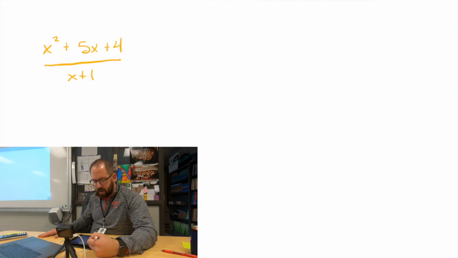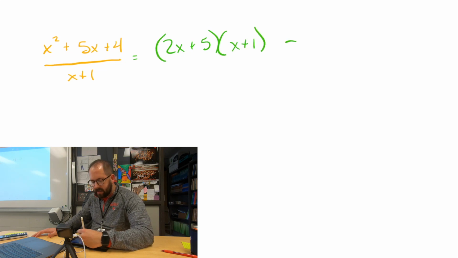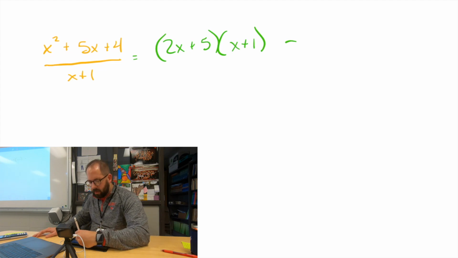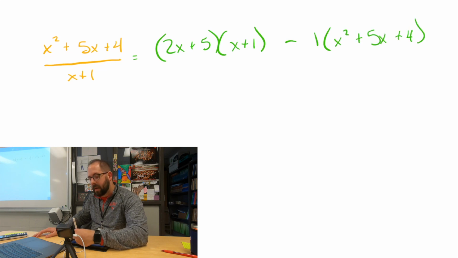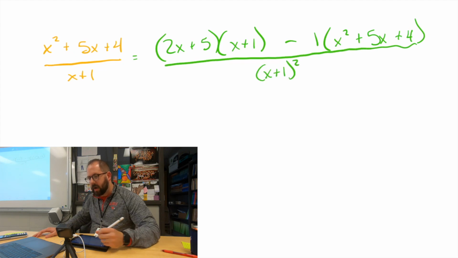All right. So what do you think? What's the derivative of the top? 2x plus 5. Perfect. Times the bottom, that's x plus 1. Minus the derivative of the bottom now, 1 times the top. And then we're going to all divide by x plus 1 squared.